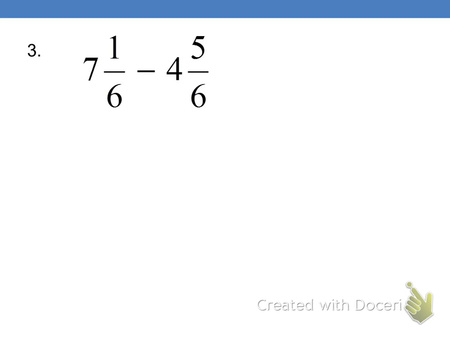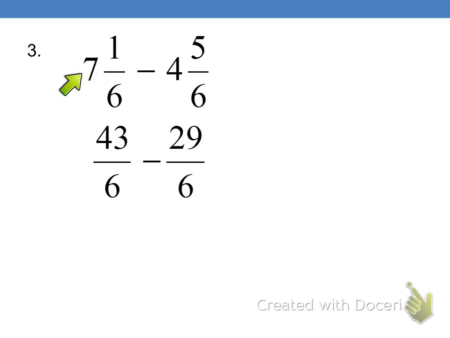All right, so right now we have mixed numbers. Let's go ahead and make those improper. So we would do 6 times 7, which is 42, and then you add the 1 on top. That's how we got 43 over 6. Minus, in the back we have 6 times 4. That's 24. Plus the 5 is 29.